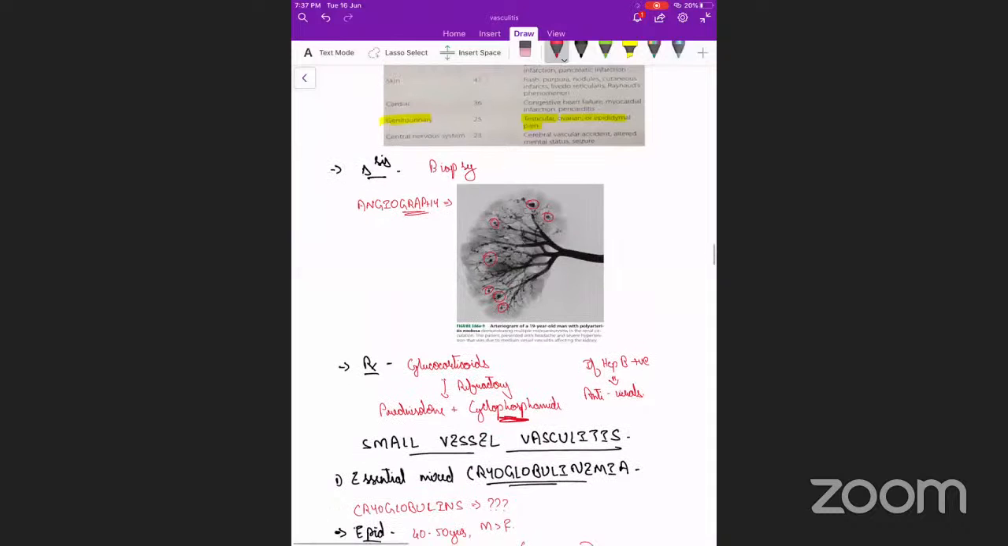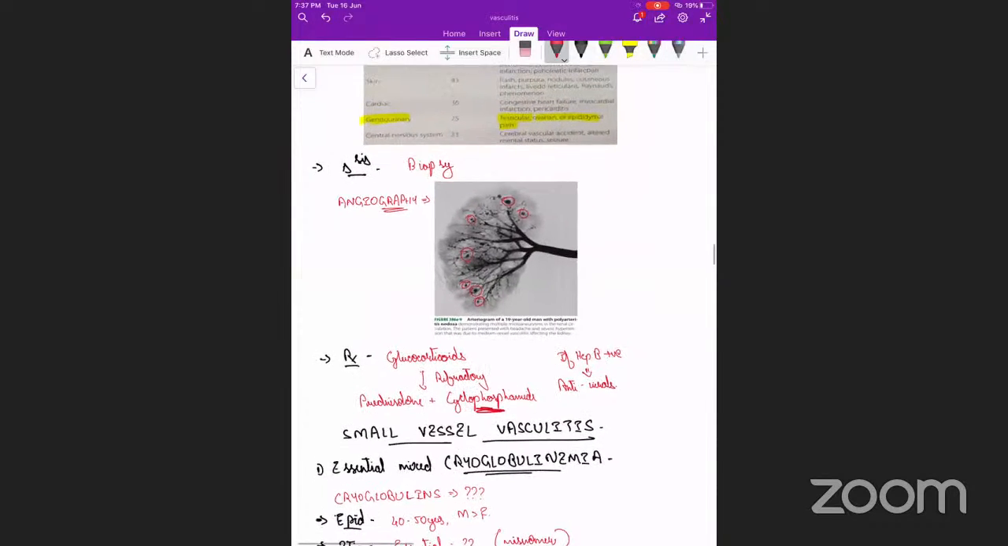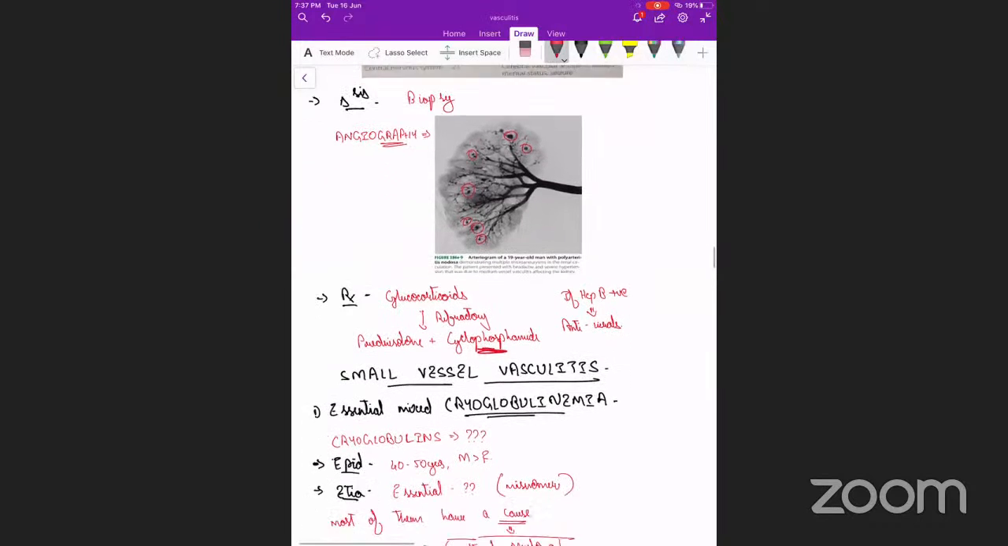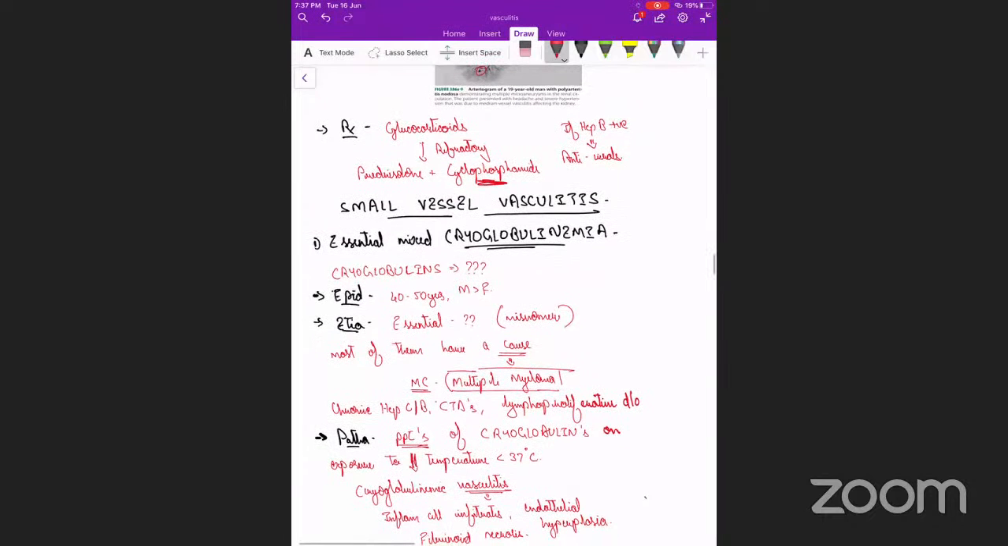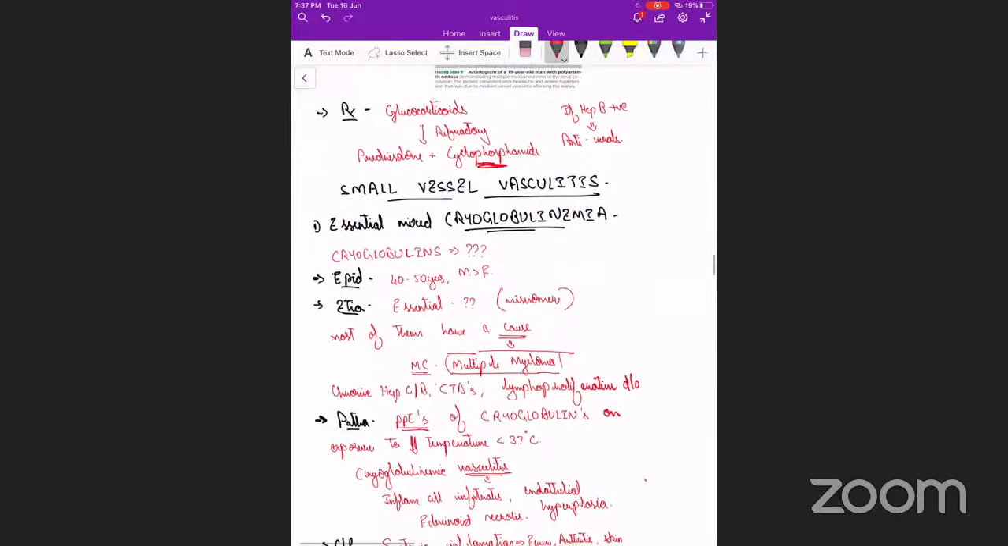Okay. Next is small vessel vasculitis. We'll finish up essential mixed cryoglobulinemia because it's a very good differential diagnosis for PAN. So first small vessel vasculitis will be essential mixed cryoglobulinemia. Immune mediated damage will be there. What are cryoglobulins? These are proteins secreted in the body, which get precipitated on exposure to colder temperature. So peripheries will get affected in this.